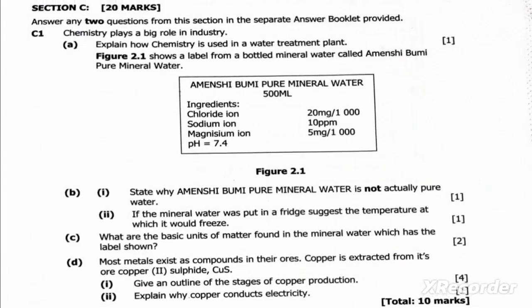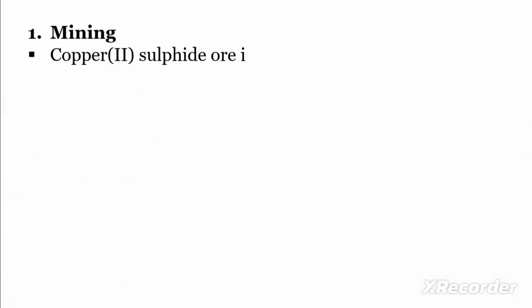We move to the next question, which is question D. Most metals exist as compounds in their ores. Copper is extracted from its ore, copper(II) sulfide. Give an outline of the stages of copper production. So they want us to give the stages involved in copper production. Number one, mining: copper(II) sulfide ore is dug from the ground.